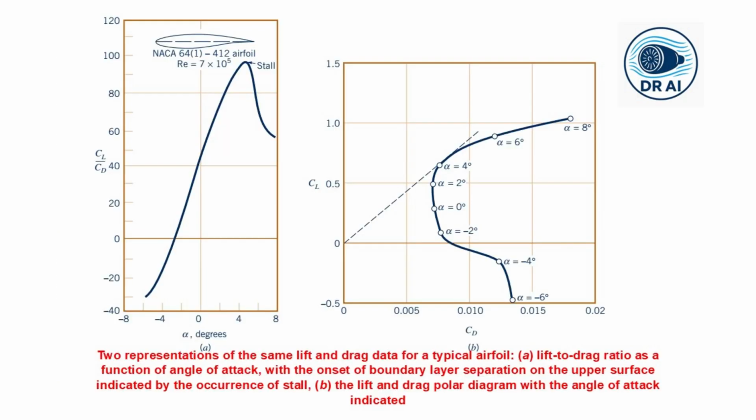So this particular figure shows the same data in different forms: lift-to-drag ratio versus the angle of attack, and the lift-drag polar. The maximum lift-to-drag ratio represents the most efficient flight condition. For high performance airfoils, L by D can exceed a value of 100, meaning that the airfoil generates 100 units of lift for every 1 unit of drag.